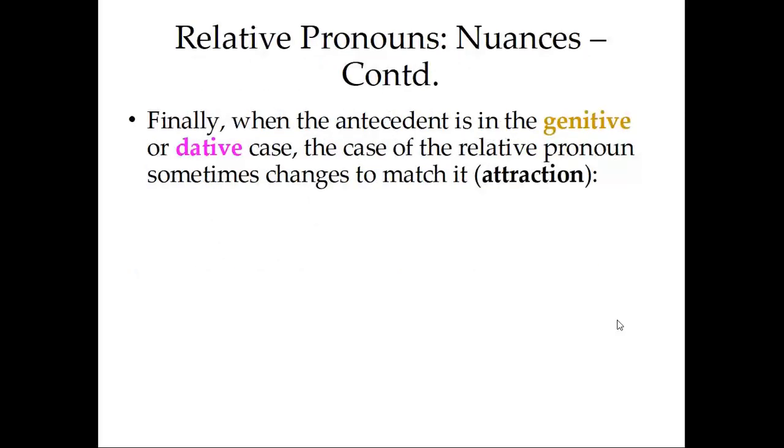One last nuance. Finally, when the antecedent is in the genitive or dative case, the case of the relative pronoun sometimes changes to match it. This is called attraction. This is a very interesting phenomenon. So let's take another example. Pisteo ha leges. Pisteo means I believe. And ha leges, we're talking about you are saying something.